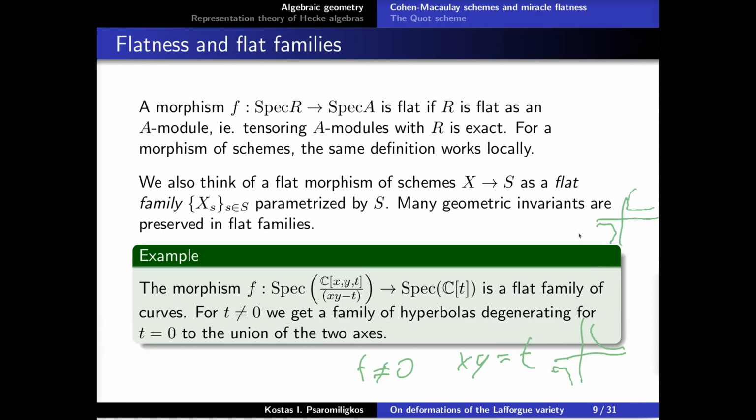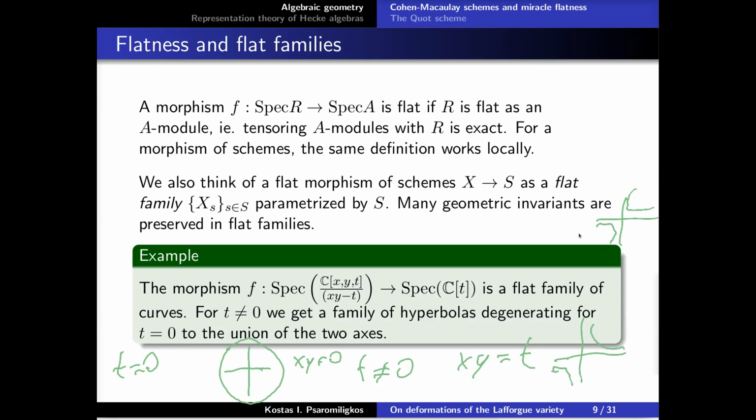And in particular, if we take t equals 0, we will just get the union of two axes, because that's xy equals 0. So this is a family of hyperbolas degenerating to the union of two axes. It is a flat family. It's not a smooth map, because the fiber over zero is something singular, as you can see. But it's still a flat family. It's something continuous.